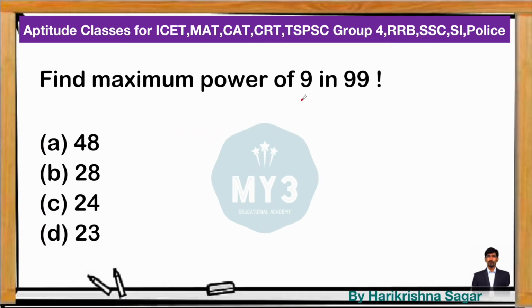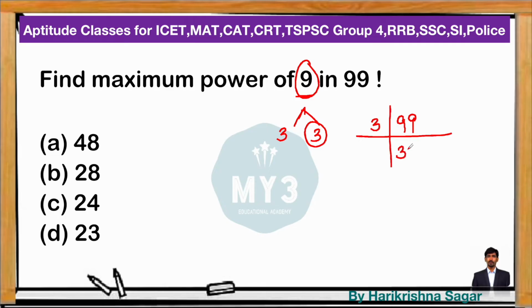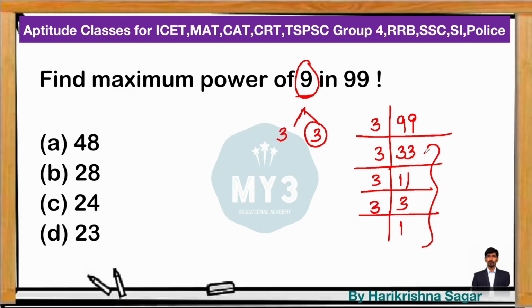Find the maximum power of 9 in 99 factorial. Here also 9 is a composite number. We cannot directly divide with 9. First split 9. 9 can be written as 3 into 3. So let me check what the maximum power of 3 in 99 factorial is. For that I am just dividing with 3: 3 33s, 3 11s, 3 3s and 3 1s. So the highest power of 3 is 33 plus 11, 44, plus 4, 48. That means the highest power of 3 is 48.